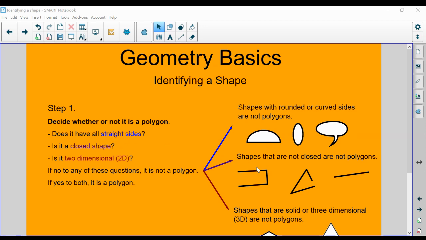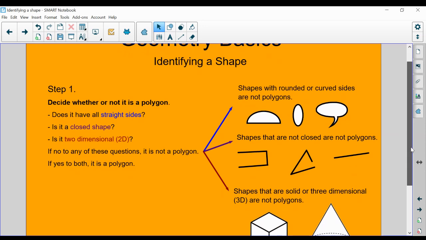Is it a closed shape? Here are some examples of shapes that are not closed. You can see the space right here. This is almost a triangle, but it is not, so it is not a polygon. It has a space here. It's not closed. This is just a line segment, not a closed shape.